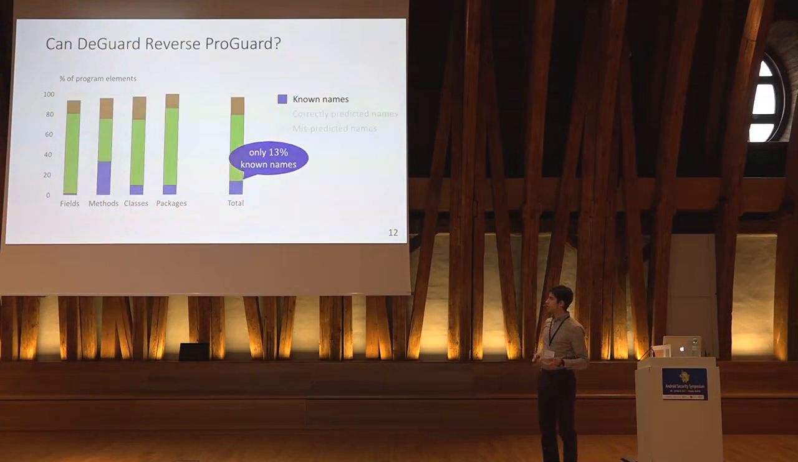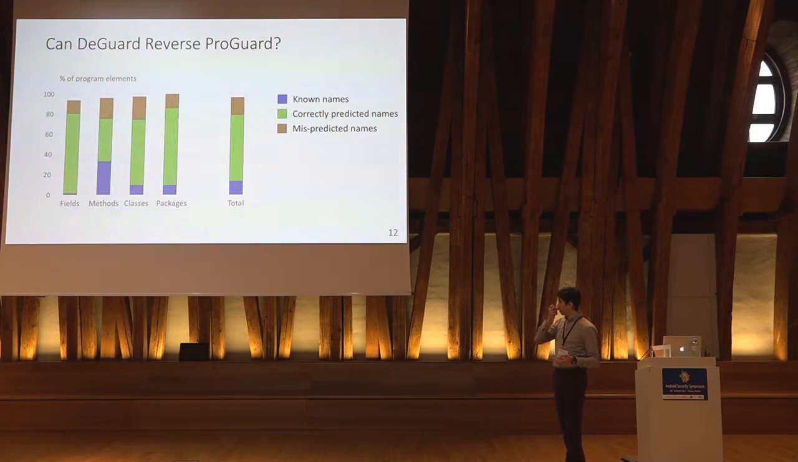And let's see what happens after we deobfuscate with DGARD. We get the following results. So there are 2 additional bars, segments on these bars. The green one tells you the percentage of elements that were correctly predicted. By correctly predicted, I really mean the name is identical to the one that was in the original source code. And the red segment tells you the cases where DGARD predicts some name, but it wasn't exactly the same as the one in the source code.